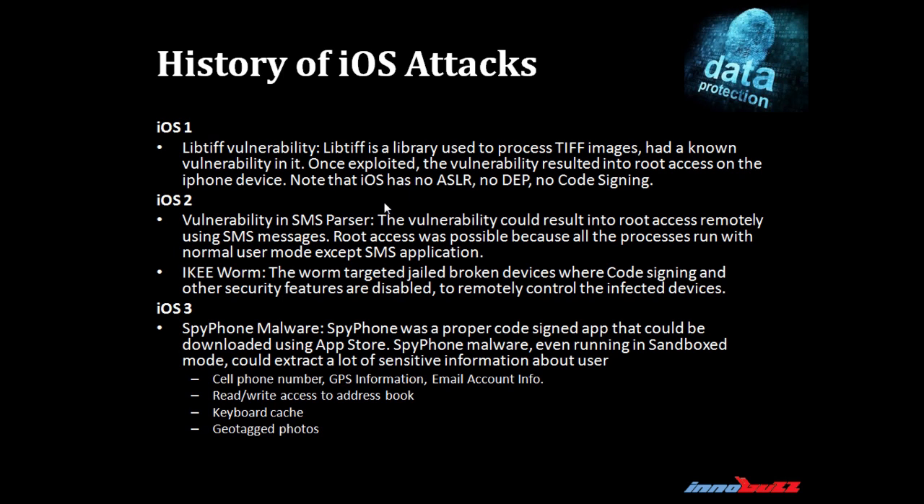In iOS 3, we had SpyPhone malware. SpyPhone was a proper code signed app that could be downloaded using the App Store. SpyPhone malware, even running in sandbox mode, could extract a lot of sensitive information about the user, such as cell phone number, GPS information, email account information. It could also have read and write access to the address book. It could also access the keyboard cache and go through geotagged photos.